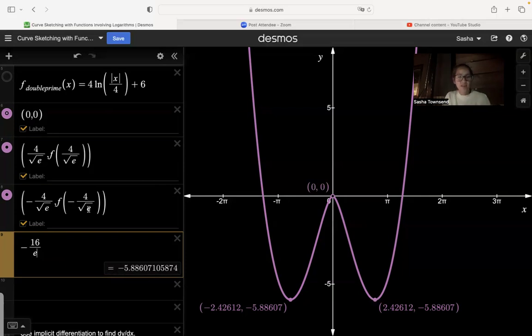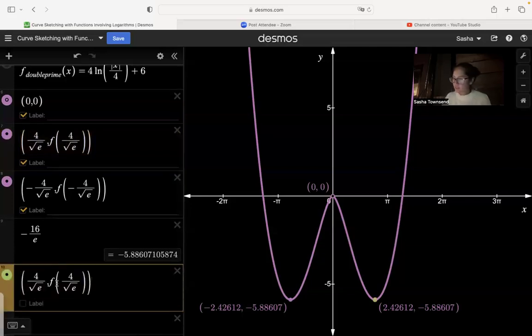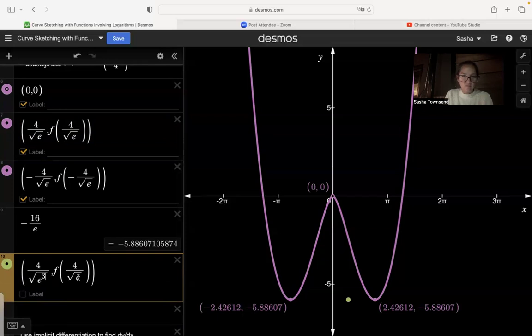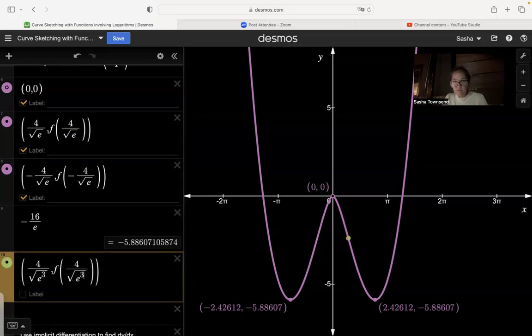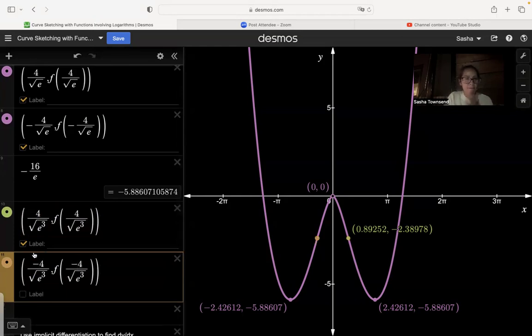And then we also said, let's look at the function at the points of inflection. That second derivative changes signs at plus and minus 4 over e to the 3/2. So is that a point of inflection? Did I account for the 4 this time? I did. Okay, I think that's correct. So that is one point of inflection. We're going to see something similar on the other side. So there's some symmetry again.